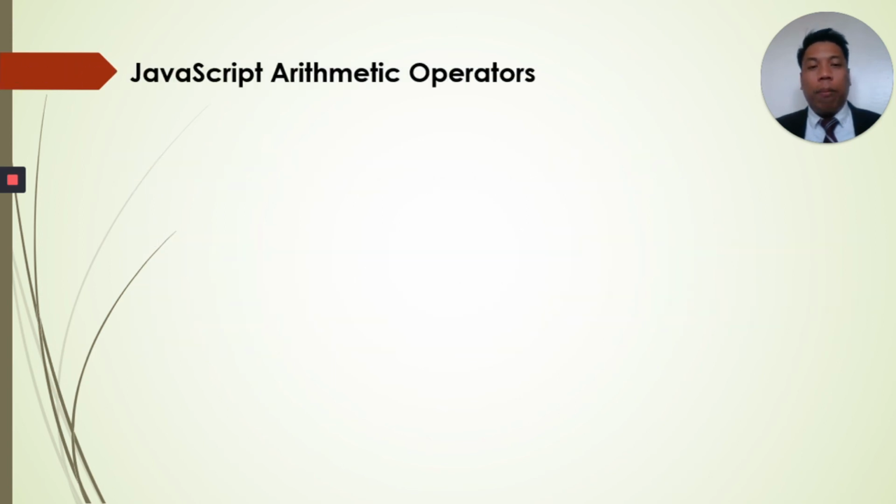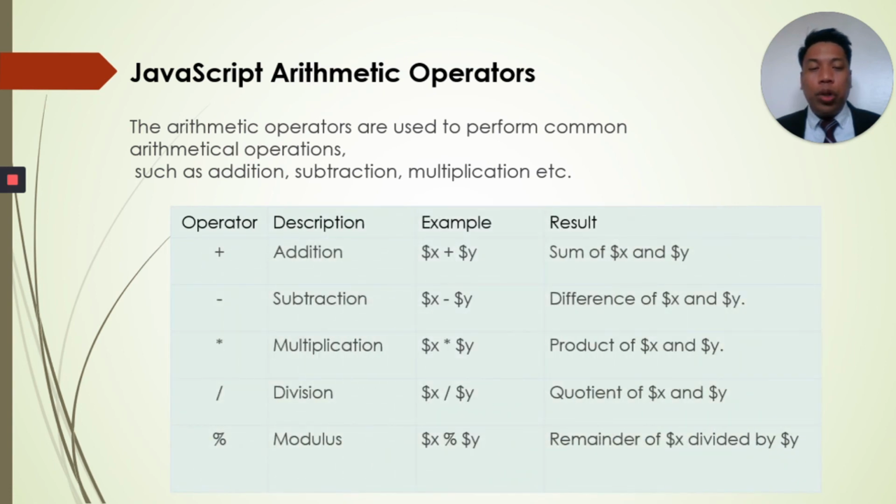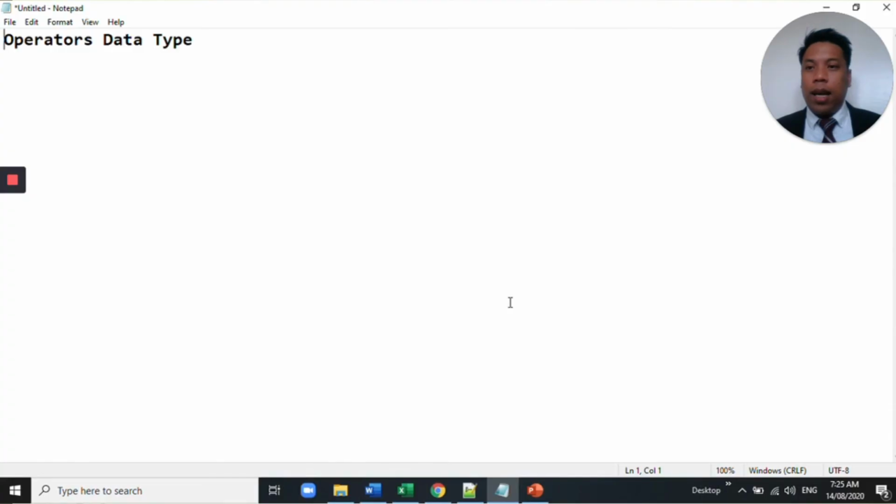The arithmetic operators, these are the operators that are used to perform arithmetical operations such as addition, subtraction, multiplication, division, and in programming we have modulus. The result of this is the remainder of the dividend and the divisor. Let's try it in our program.